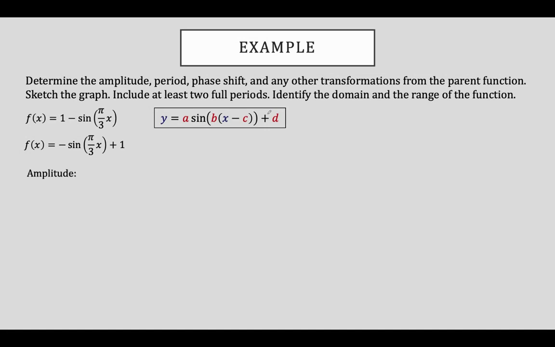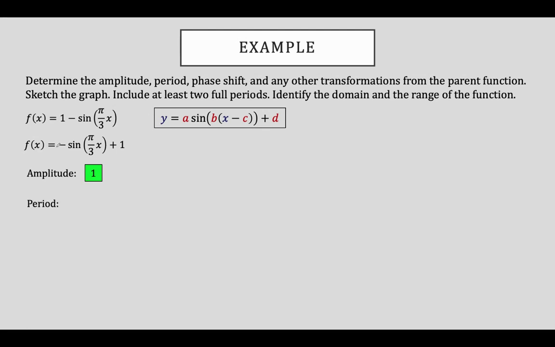All right, so what is our amplitude? Well, amplitude is the absolute value of a. What's the number that we have in front of sine? It's a -1. Therefore, our amplitude is going to be 1. Our wave height is going to go 1 unit above the midline, 1 unit below the midline.